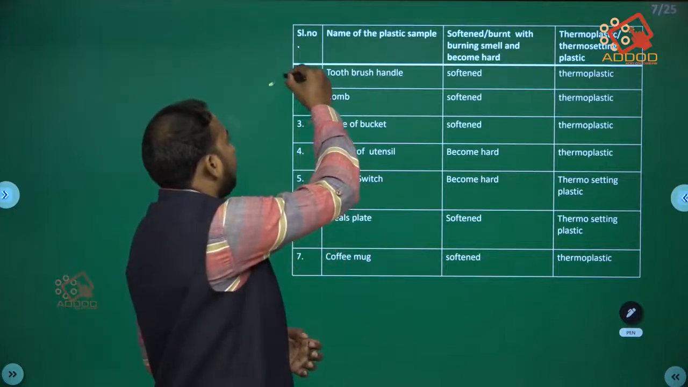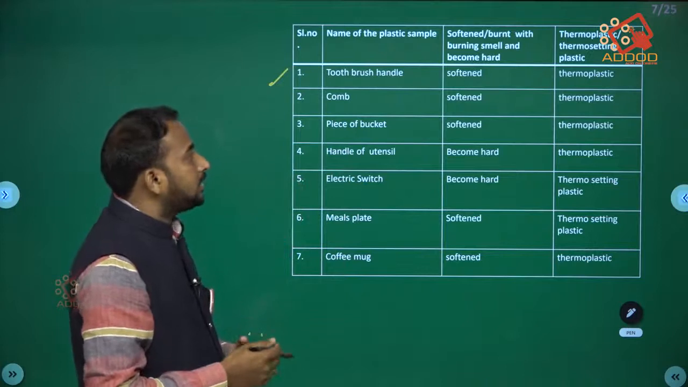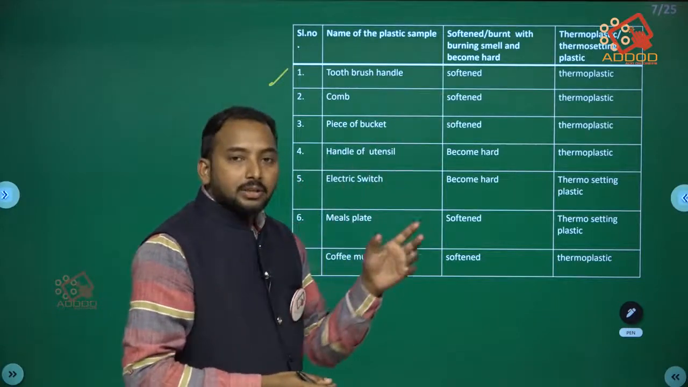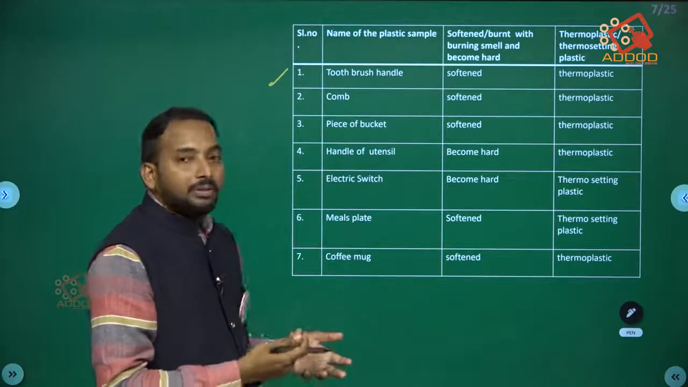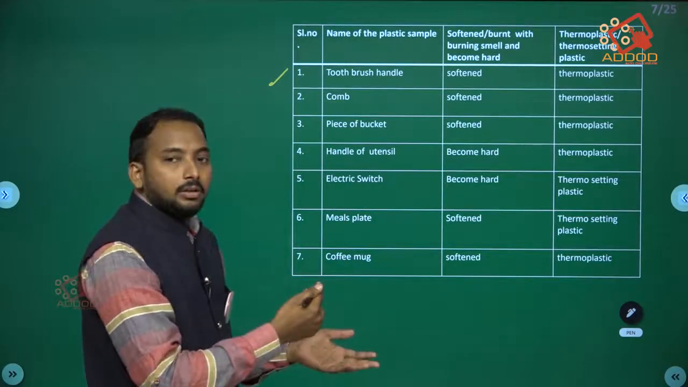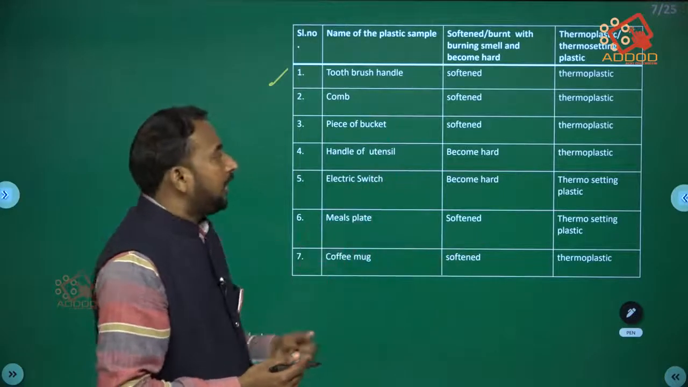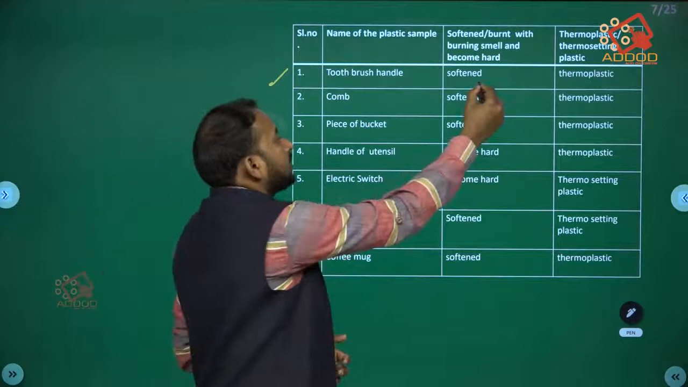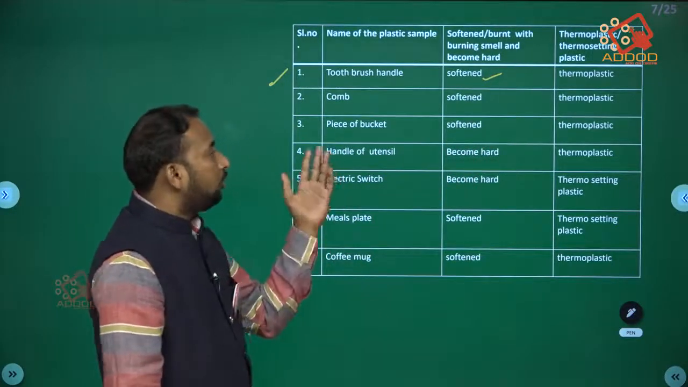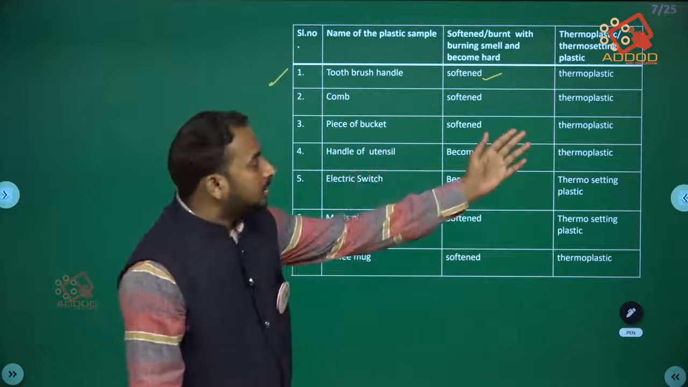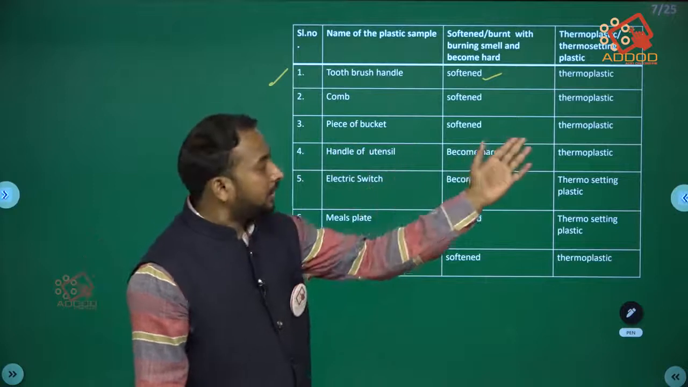First one, the toothbrush handle. The toothbrush handle is kept on the lamp. Does it soften, burn with a smell, or become hard? So what happened? The toothbrush handle softened, so it is a thermoplastic. Next, the comb also softened, it is a thermoplastic, and a piece of bucket also softened, it is a thermoplastic.